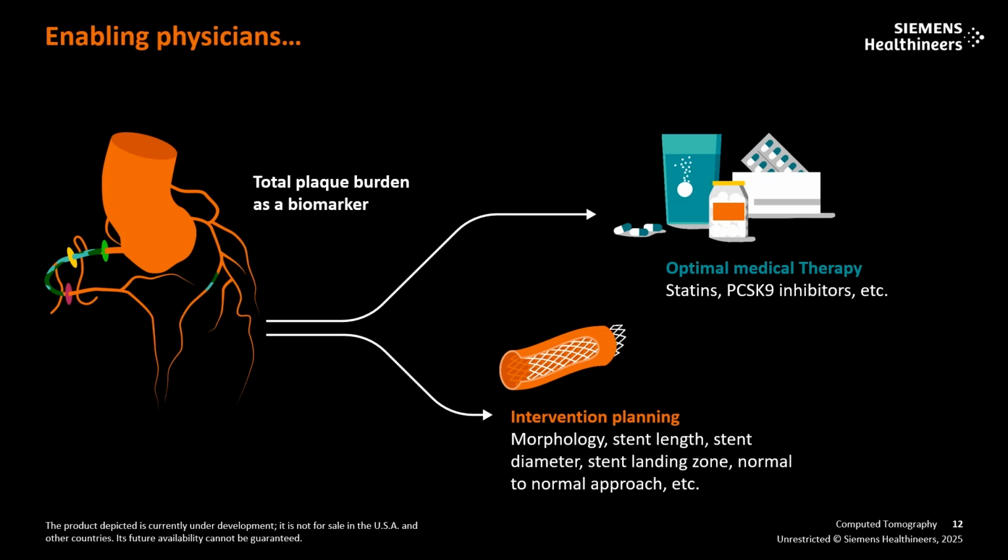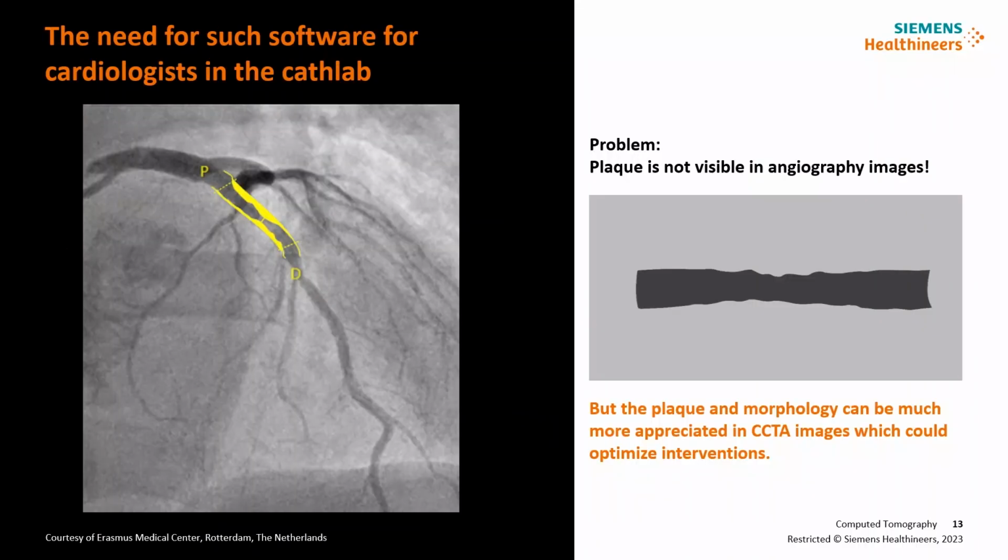This is, again, going in the direction of CT-guided PCI, which will be the next transformatory thing that we're working towards. Again, because you have morphology, stent length, stent diameter, you know where the stent should be landing, and you can also adhere to the normal to normal approach. All this information already coming from the CT scan.